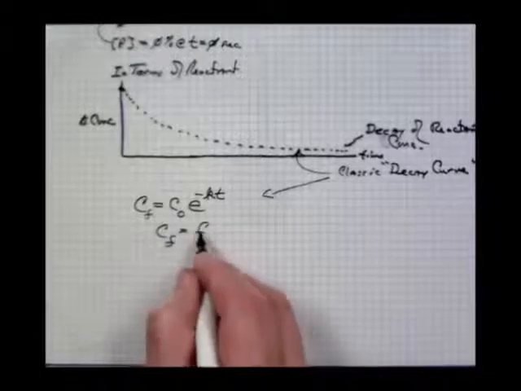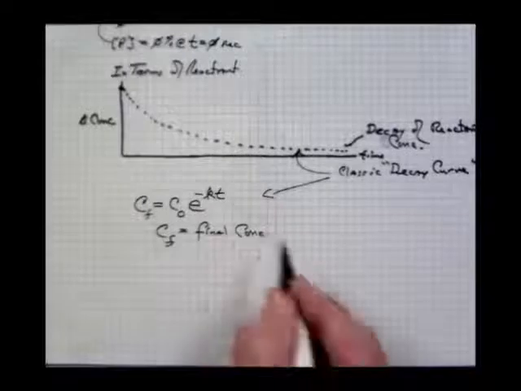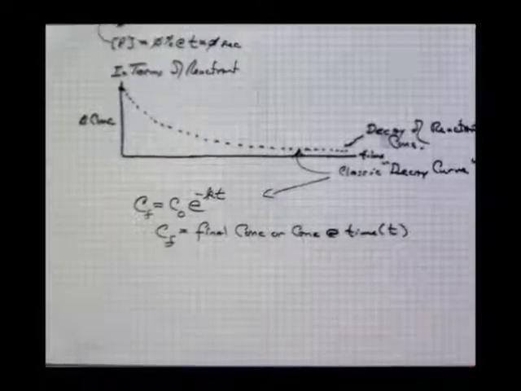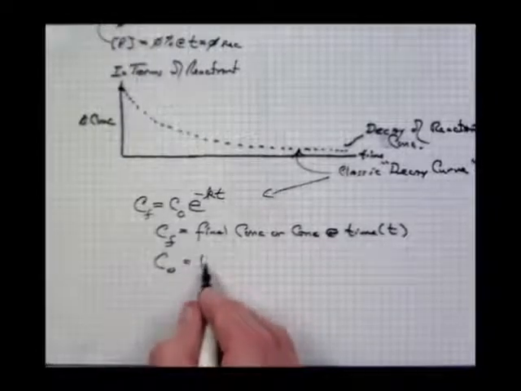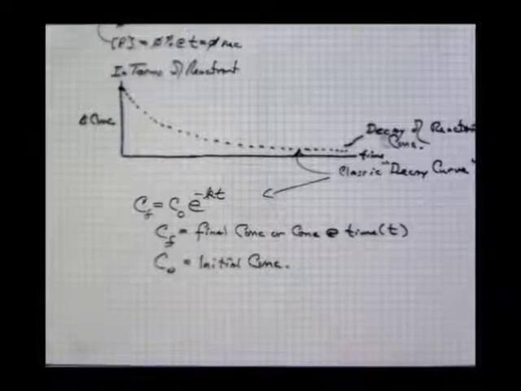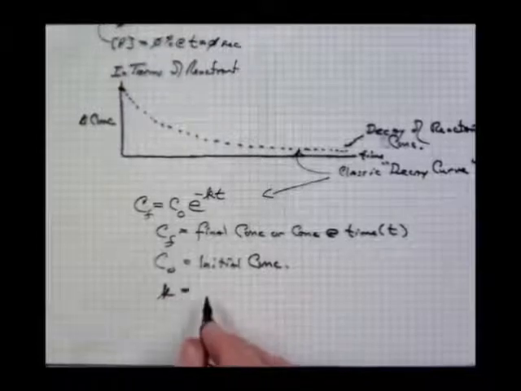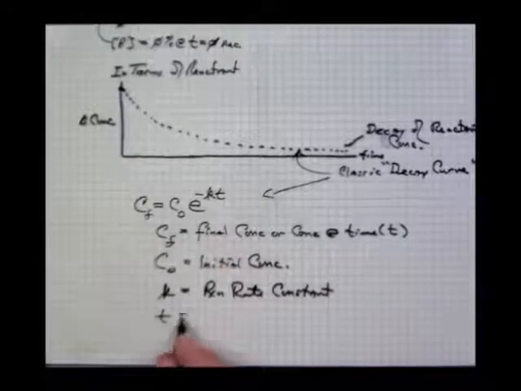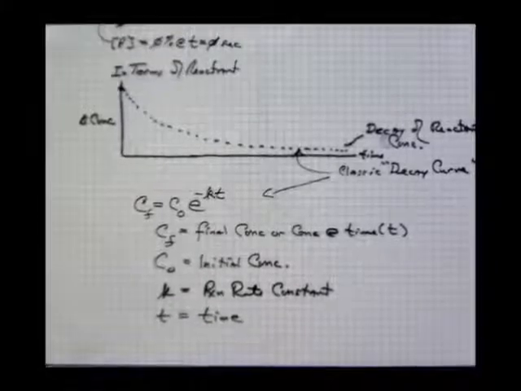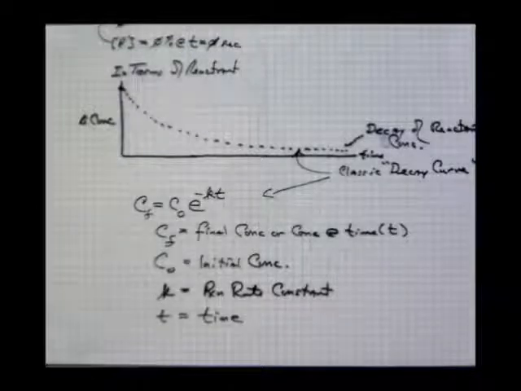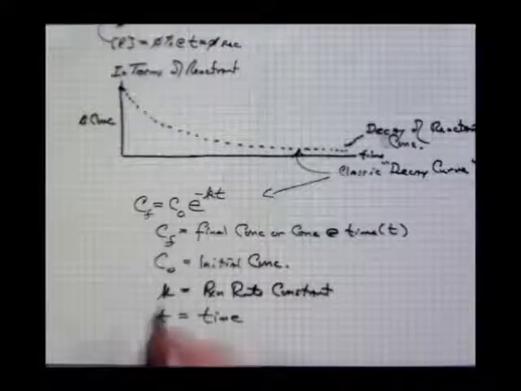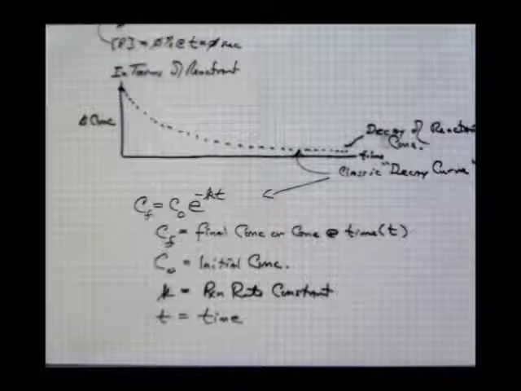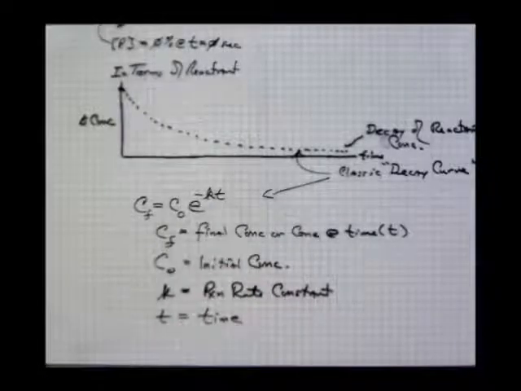Cf is the final concentration, or concentration at time t. C0 is the initial concentration. K is the reaction rate constant. And t is the time you were interested in, how long the reaction is being considered. We're going to learn how to predict, given the variables on the right of the equal sign over here, what the final concentration is. We're also going to learn from this equation. Well, let me get to problem types. How about that?